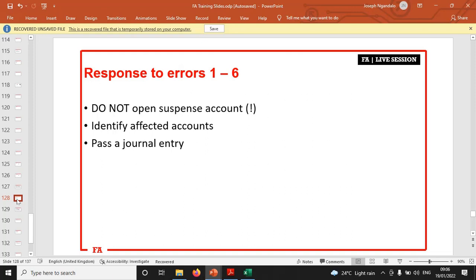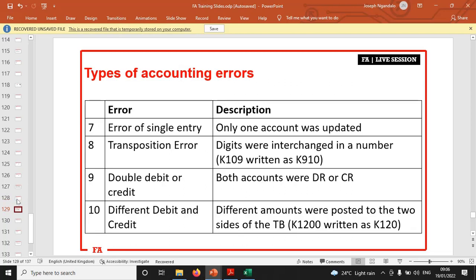Let's proceed to other types of errors. Now these other types of errors will affect the suspense account. The first one is error of single entry. Single entry, what does it mean?